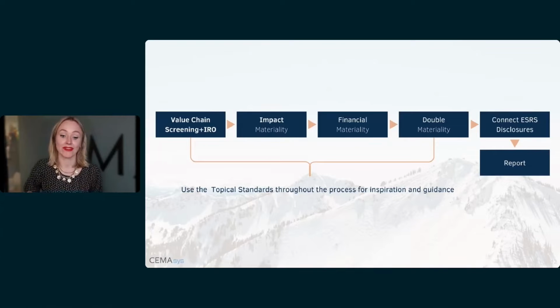Then, after we have done the value chain screening, we will do our impact materiality analysis, which means that we are identifying what impacts we have as a company on outside matters. Then, after impact materiality, we can establish financial materiality. So then, do the other side of the coin. We will eventually consolidate this into double materiality.